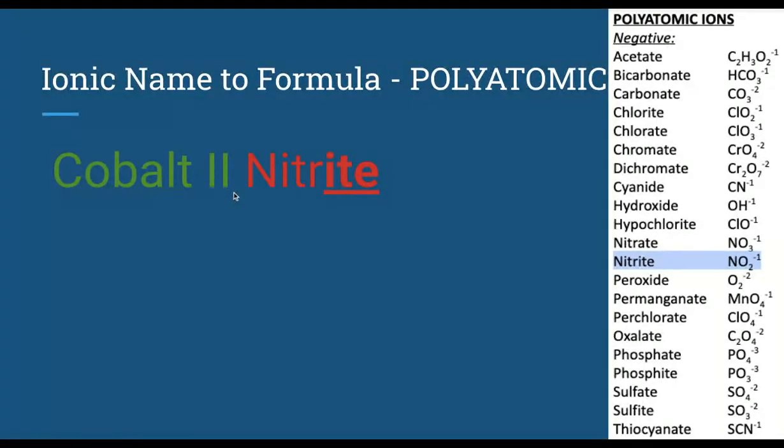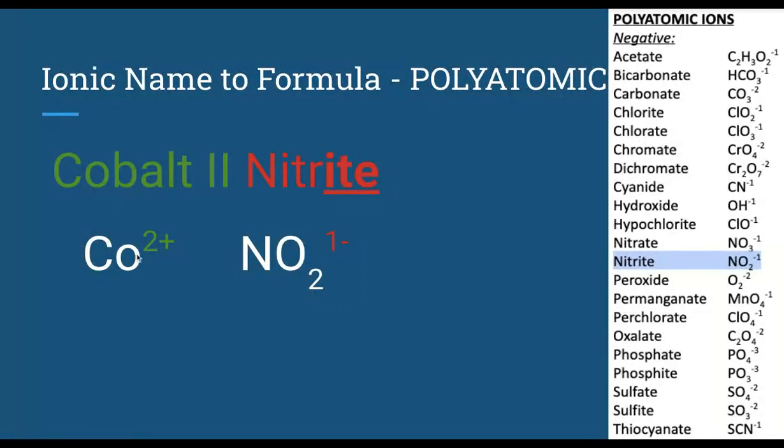So in an example of cobalt(II) nitrite, you can see that I have highlighted and underlined the fact that this name ends in -ite. That tells me to use my polyatomic sheet. So I'm going to do the same procedure.